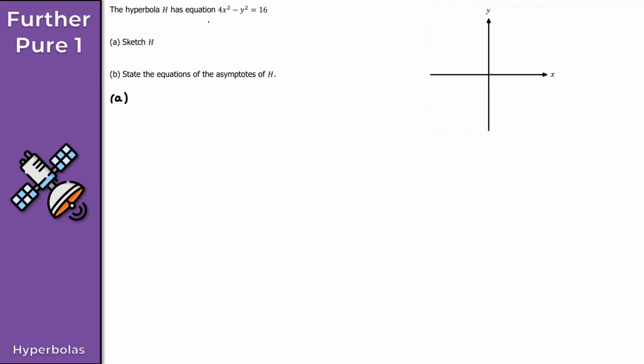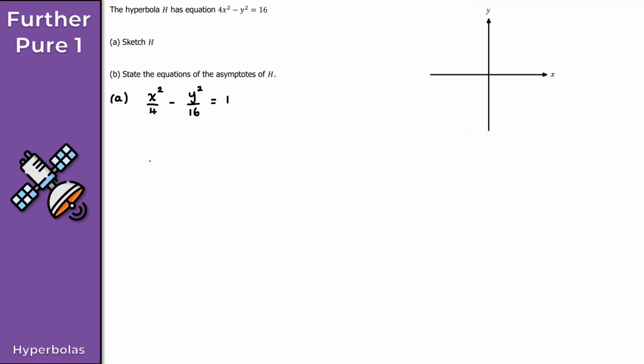So the first thing that we should do here is get this equation here for the hyperbola h into its standard form. And to do that here, all we need to do, right, is divide through by 16. So this needs to be equal to 1. So to do that here, just divide through by 16. So in that case, what I get here is x squared over 4, minus y squared over 16, and this here is equal to 1.